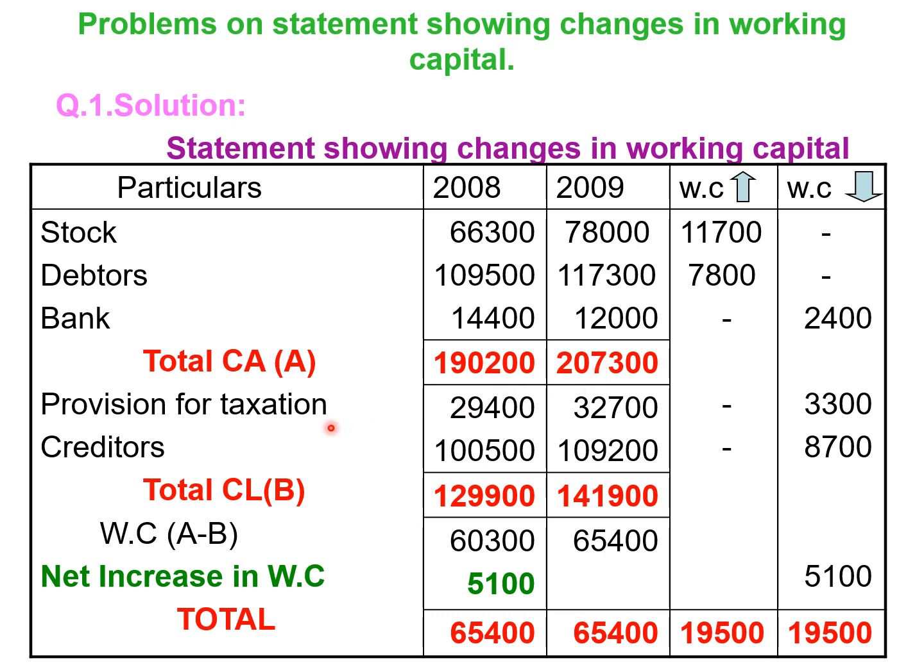Provision for tax is a current liability. Last year 29,400, current year 32,700. There is an increase in current liability. An increase in current liability will result in a decrease in working capital. As I said, inverse relationship. So there is a decrease in working capital of 3,300. How do you get 3,300? 32,700 minus 29,400.